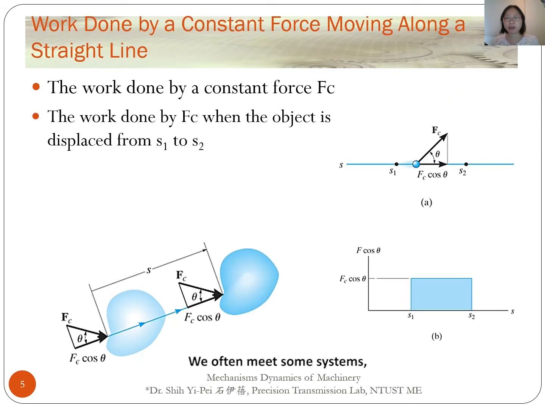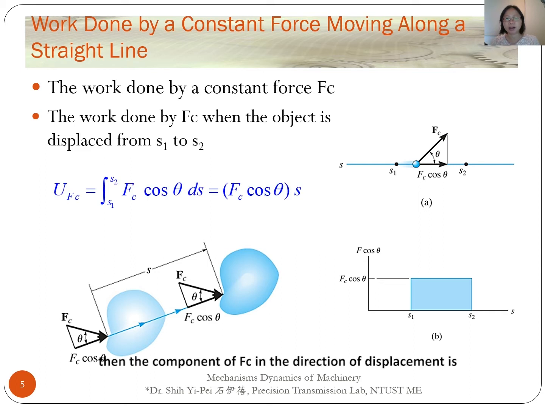We often meet some systems where the work is done by a constant force Fc in a straight line. It means that the force Fc has a constant magnitude and acts at a constant angle theta from its straight line path. Then the component of Fc in the direction of displacement is always Fc times cosine of theta. Therefore, the work is proportional to displacement like this.